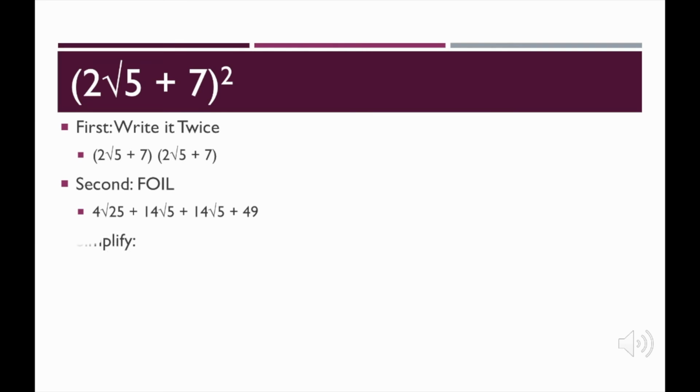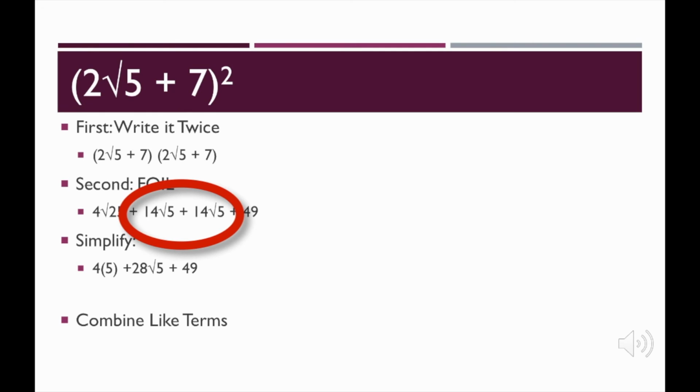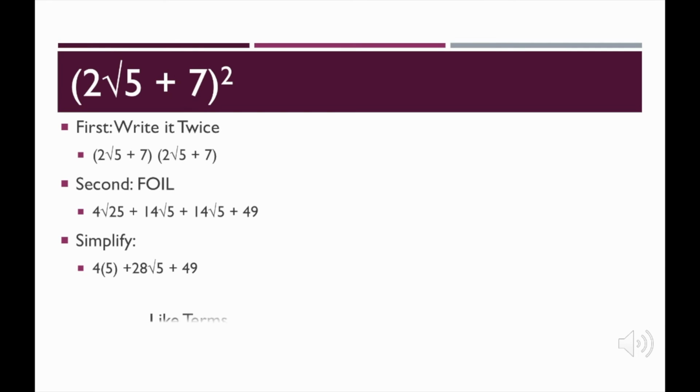The next thing that we need to do is we need to simplify. The square root of 25 is 5, so we multiply 4 times 5. We combine the two 14 times the square root of 5 terms, and that becomes 28 times the square root of 5 plus 49. Next, we continue to simplify, and we get 20 plus 28 times the square root of 5 plus 49. Finally, we combine like terms, and we get 69 plus 28 times the square root of 5.